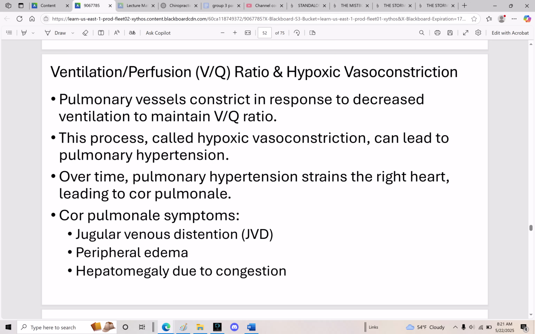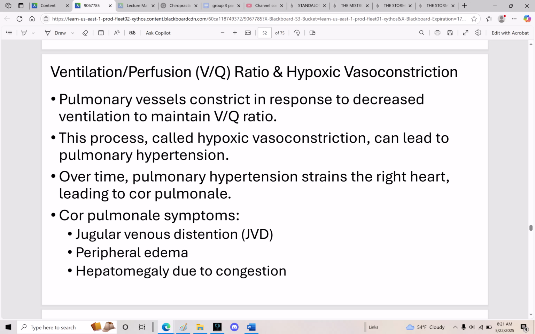And remember, we talked about this: when you have cor pulmonale and you have resistance, you're going to have jugular venous distension, right? The peripheral edema, right? The hepatomegaly. We already talked about those, so you already should know those, okay? As a result of hypertension on the right side of the heart. We talked about them when we talked about the valves, right? But now we're talking about it from another angle.